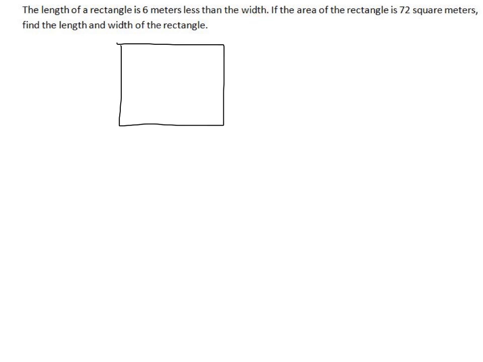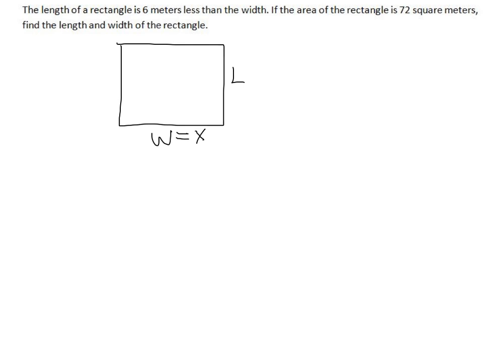So to label this correctly, the width would be the longer one in this case, and the length would be the shorter one in this case. But specifically, the length is 6 meters less than the width. Now, I don't usually use L and W for too long in a problem, unless I think that it's appropriate. In this case, I'm going to go to X. So I don't know which one's which. I'm going to let the W equal X.